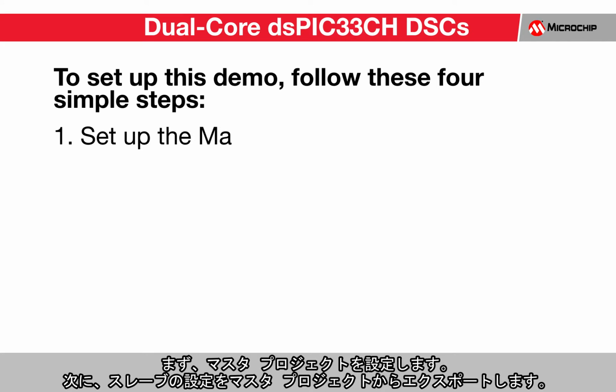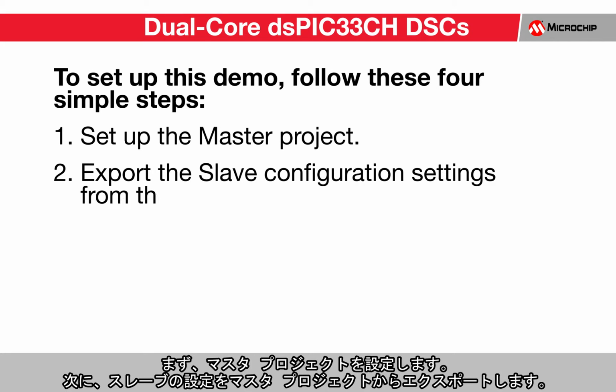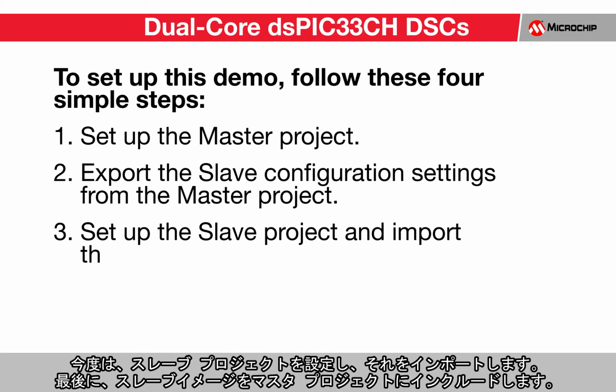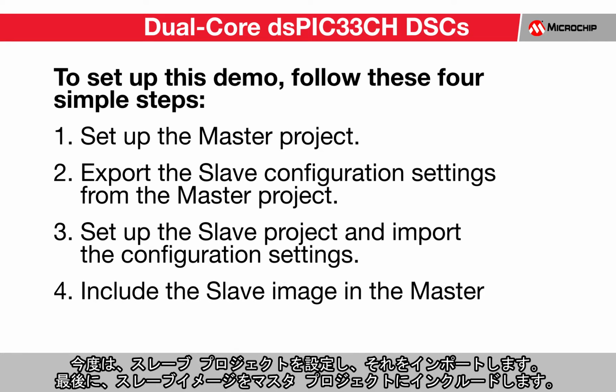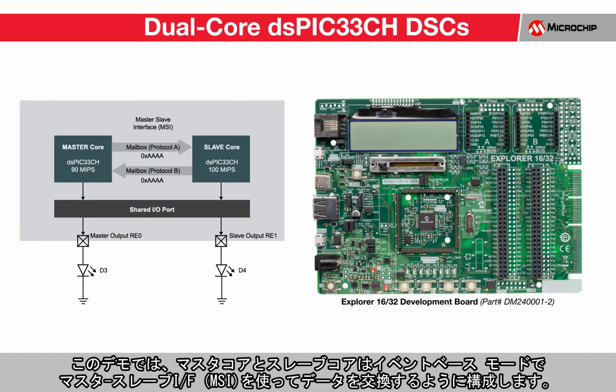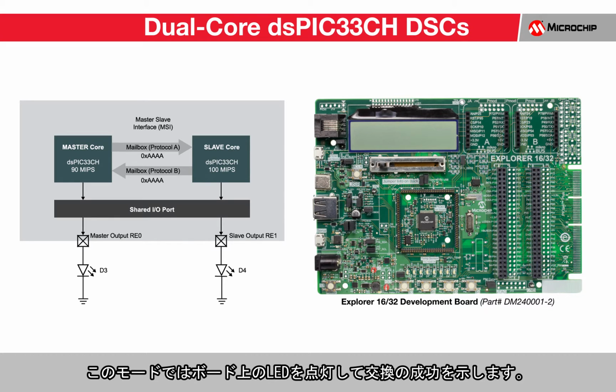First, let's set up the master project, then export the slave configuration settings from the master project. Now, configure the slave project and import the configuration settings. And finally, include the slave image in the master project. In this demo, the master and slave cores are configured to exchange data using the master-slave interface, or MSI, in an event-based mode that lights up the respective LEDs on the board to indicate a successful exchange.